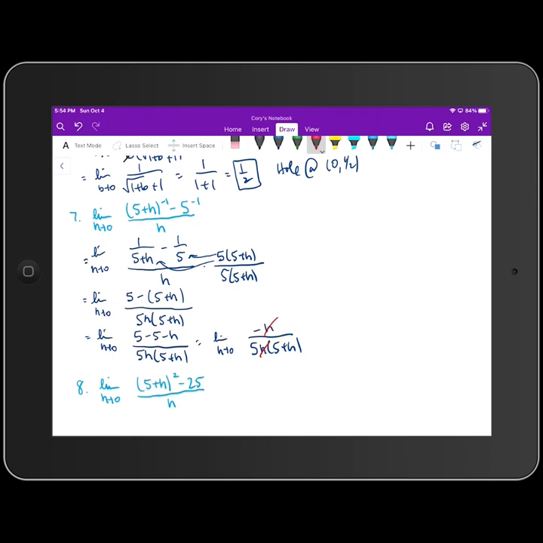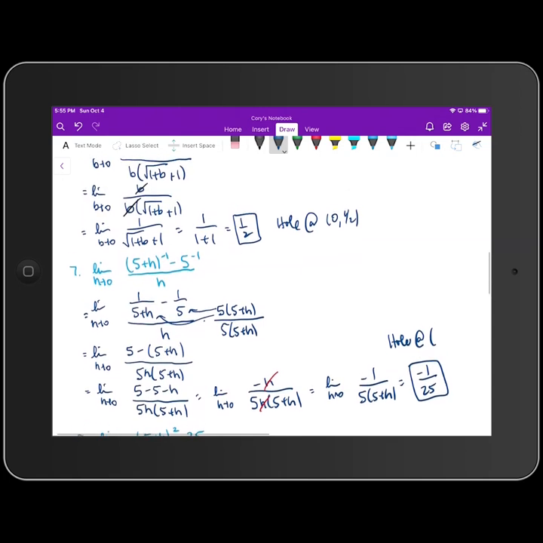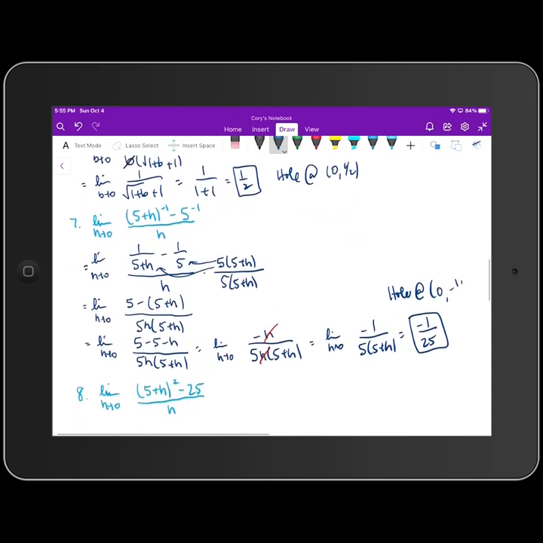So once I get rid of that factor, I can now use direct substitution. So this becomes the limit as h goes to 0 of negative 1 over 5 times 5 plus h. And when I plug 0 in the place of h, we get negative 1 over 5 times 5, which is negative 1 over 25. Again, telling us that there is a hole at the point 0, negative 1 over 25. Okay, I'm not going to write the whole thing anymore. We've done enough examples for you to know that when you evaluate a limit like this, there's going to be a hole.